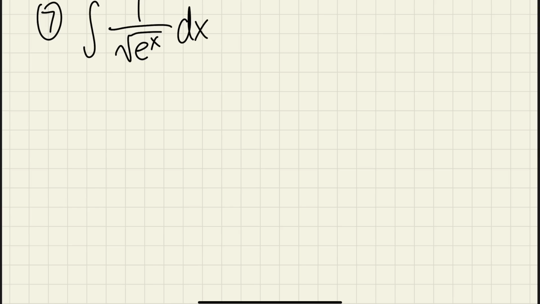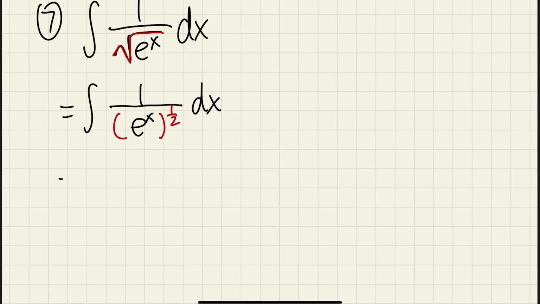Now, number 7. Integral of 1 over the square root of e to the x. We don't have to do anything too fancy for this. It's just a matter of knowing the square root is the same as the 1/2 power. So we are really looking at this as the integral of, let's write this as the 1/2 power, and then we have e to the x on the inside. And then multiply the powers. So it's just e to the 1/2 power times x.